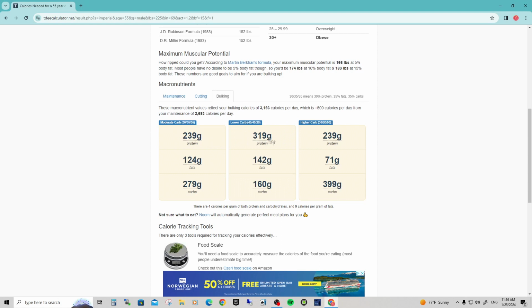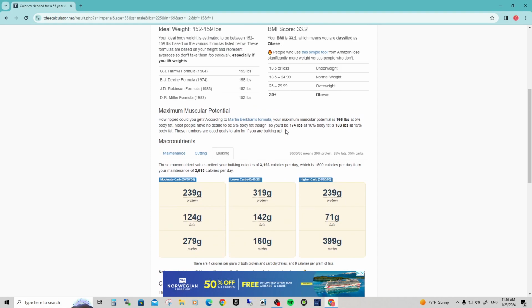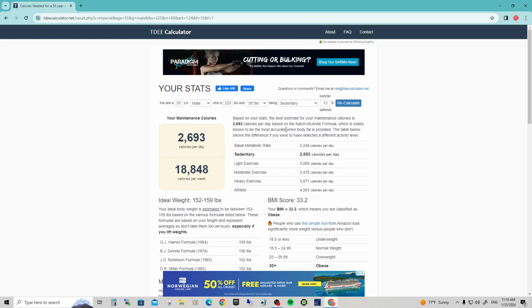This is a lot of protein. This would be a lot for me. This would be a more logical number. In fact, I would probably take this number if I was trying to bulk up. All right? So, with all that said, now the bad news.